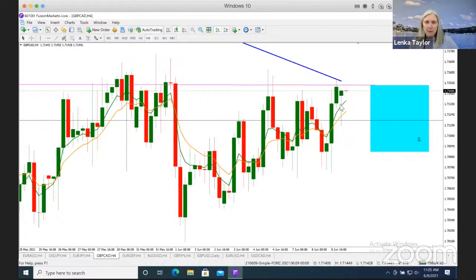On the 4-hourly, I'm quite happy with the price where it is in terms of the level, my entry zone around this area. So any price reversal in this area, I'm looking for a short.